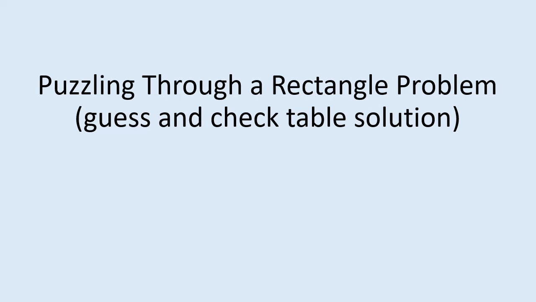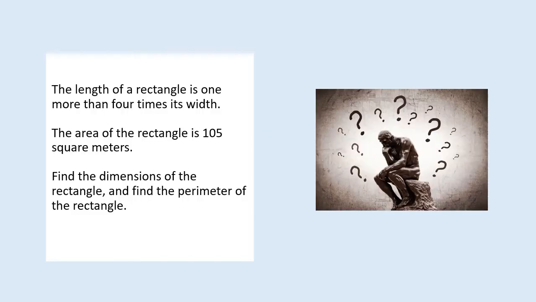Welcome to a problem where we puzzle through a rectangle and some criteria for that rectangle. We will be solving this with a guess and check table. The length of a rectangle is 1 more than 4 times its width. The area of the rectangle is 105 square meters. Find the dimensions of the rectangle and find the perimeter of the rectangle.